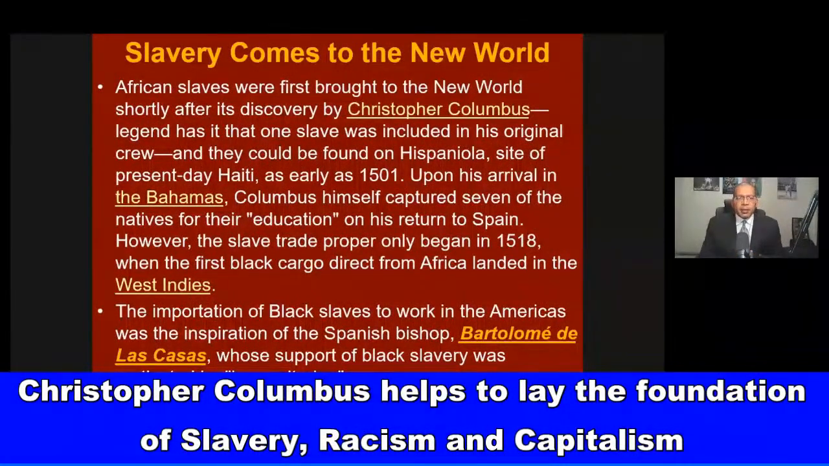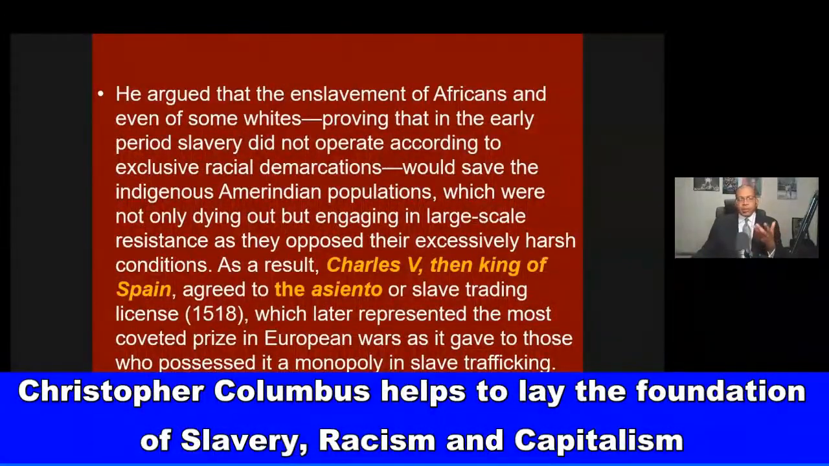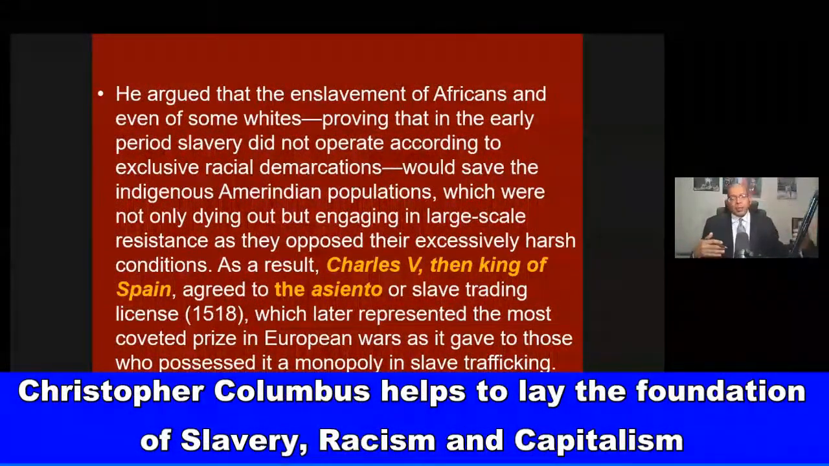The importation of Africans to work in the Americas was the inspiration of the Spanish bishop Bartolomé de las Casas, whose support of black slavery was motivated by humanitarian concerns. And de las Casas is a bishop. Bishop Bartolomé de las Casas. He travels on some of the voyages with Columbus. He keeps a diary and he documents the atrocities that Columbus inflicts on the indigenous people. And he said that Columbus was responsible for killing 12 million to 25 million indigenous people.